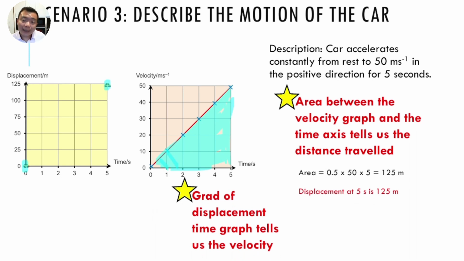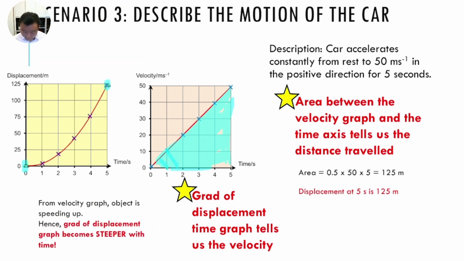Now, let's apply the second key point that we have learned just now. The gradient of the displacement time graph tells us the velocity. So, from the velocity time graph, we notice that the graph is speeding up. The object is speeding up. So, this means that the gradient of this displacement time graph must increase. It must become steeper and steeper and steeper with time.